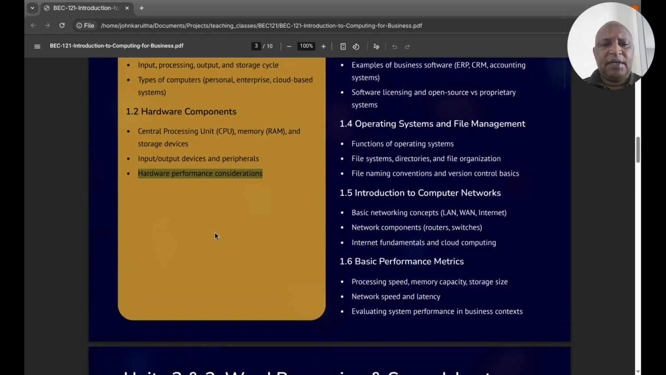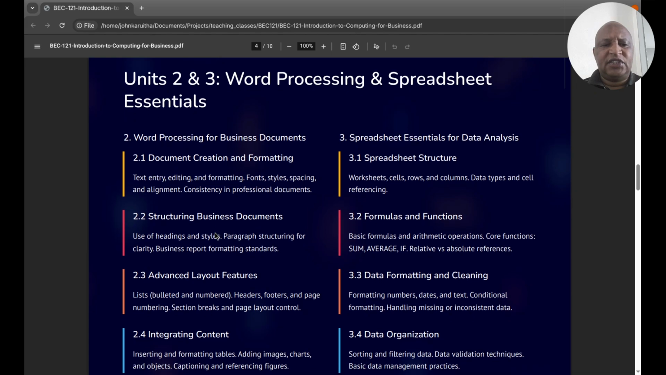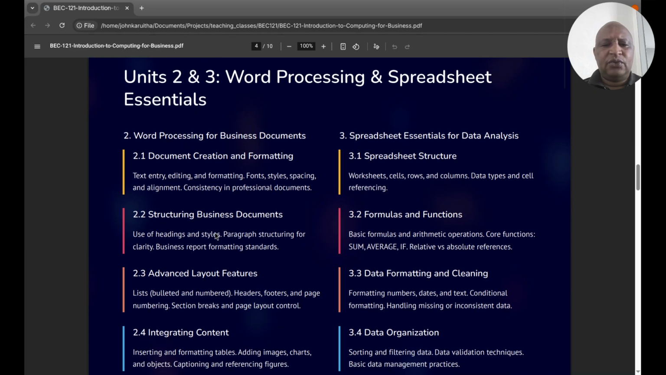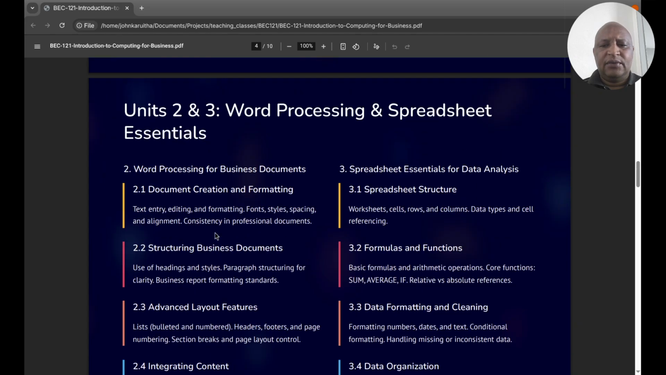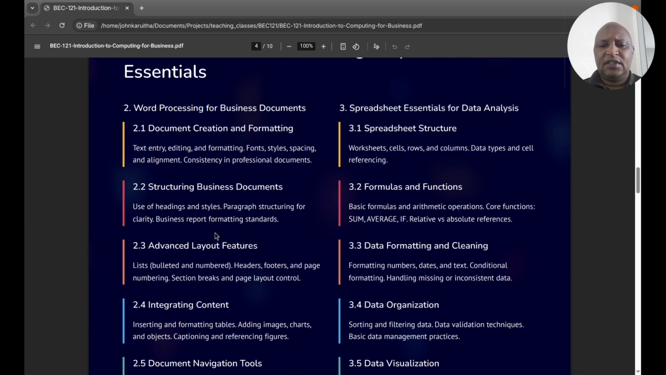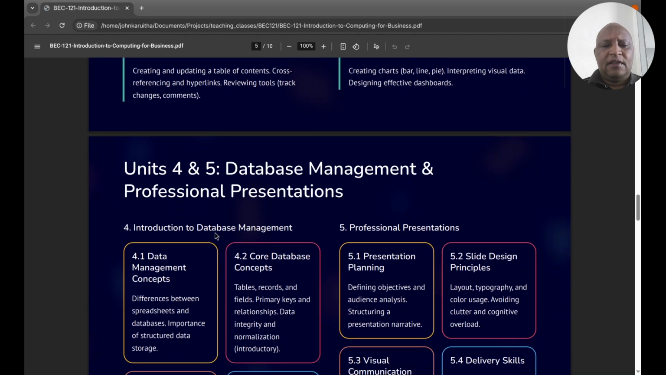In parts 2 and 3, we are going to look at word processing and spreadsheet essentials. Here we are going to see how you use Microsoft Word, how to write a letter, for example, and so on. Then you are going to look at spreadsheets. In this case, you are going to be using Microsoft Excel. How do you do calculations, basic calculations, and the like.